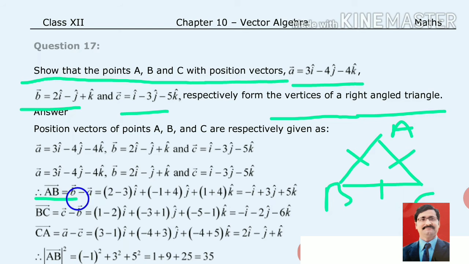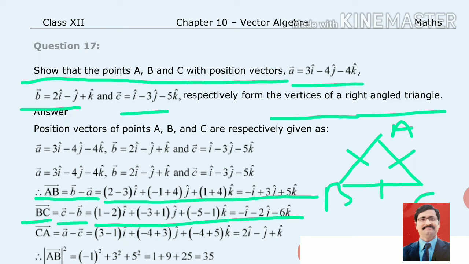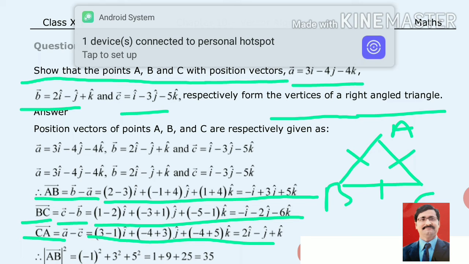And the AB vector, how can we find it? AB vector means B minus A. So B minus A, you will get minus i plus 3j plus 5k. Similarly, find the BC vector, and BC vector will be C minus B. You will get 1 minus 2 i plus minus 3 plus 1 j plus minus 5 minus 1 k, that will be equal to minus i minus 2j and minus 6k. Similarly, you find the CA vector, that is A minus C. You will get 2i minus j plus k.